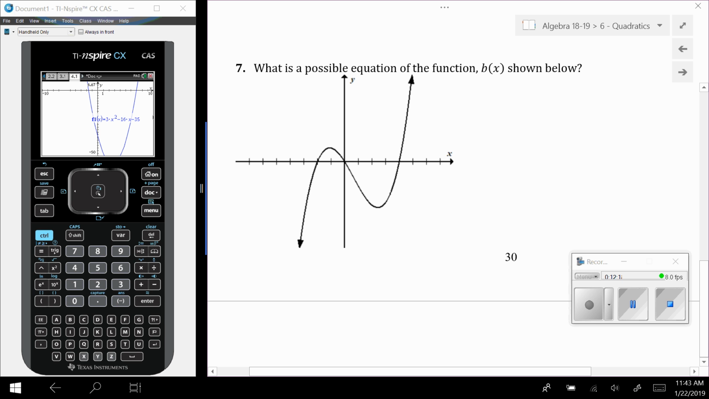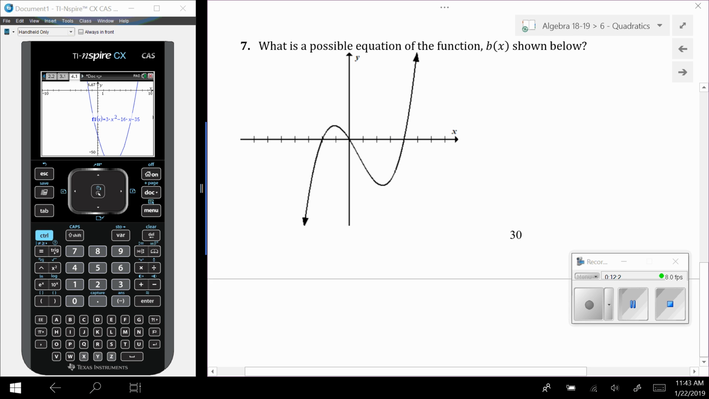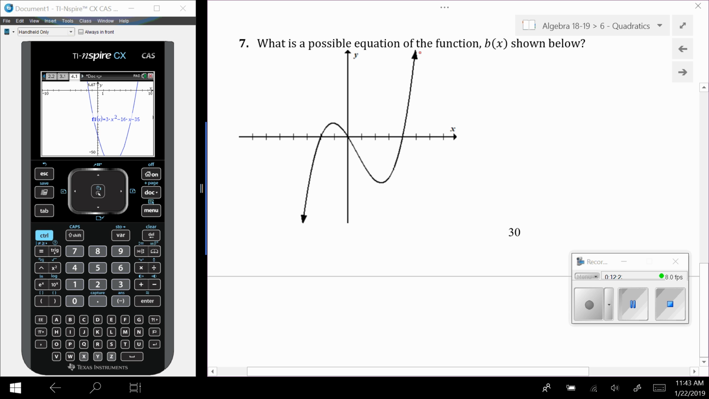Last but not least, I want to hop down on this one. What is a possible equation? The first thing I want you to know is that this is not a quadratic. This is a power of degree 3. When we look at it, we've got our x-intercepts at 4, 0, and negative 2. So it's kind of like we're going backwards, and this was a lot like what we did the day before. If these are our solutions, how do you go backwards?